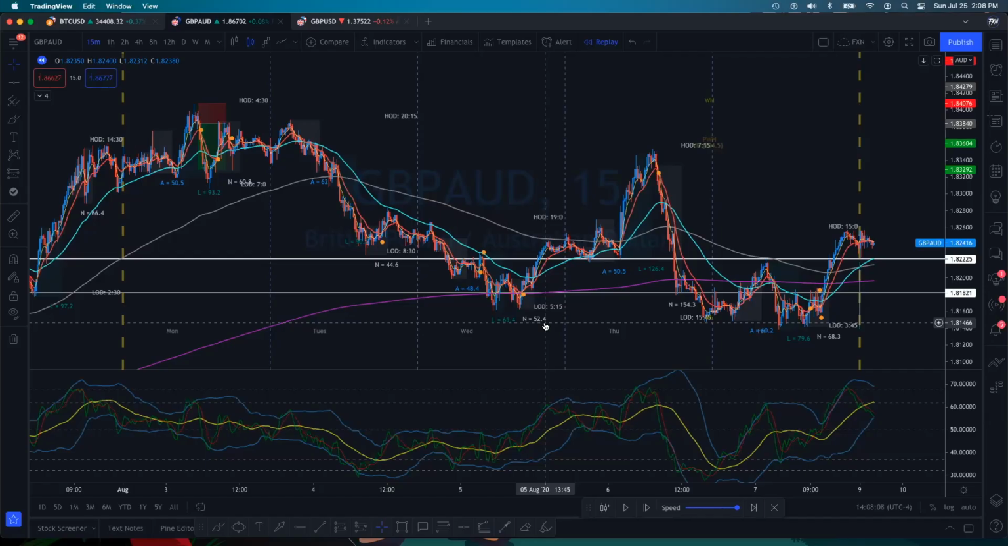If you're trading the US session, it would have been a really good week. You had this trade here, this trade back up, this trade back up, and possibly this trade back up too. So you had 1, 2, 3, 4 trades.